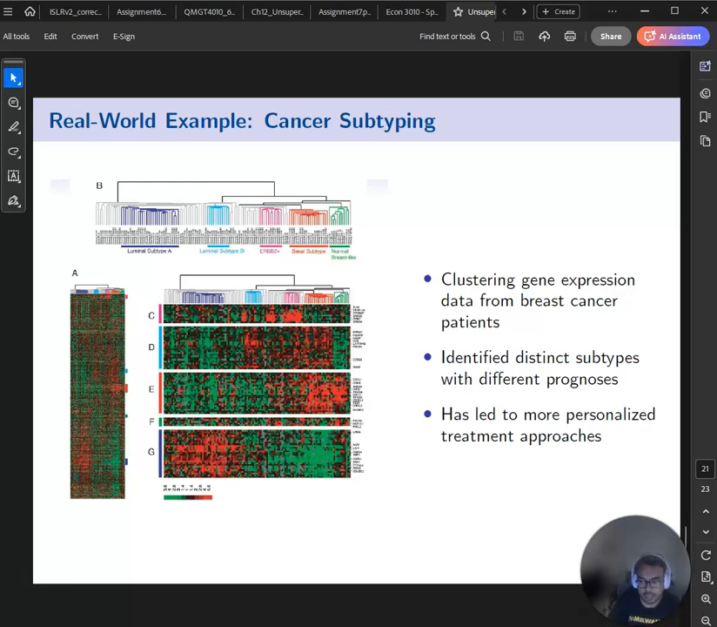This is a good example of how unsupervised learning can lead to discoveries with real-world impact. The patterns revealed through clustering weren't specifically searched for, but they emerged from the data and provided insights that have transformed clinical practice.